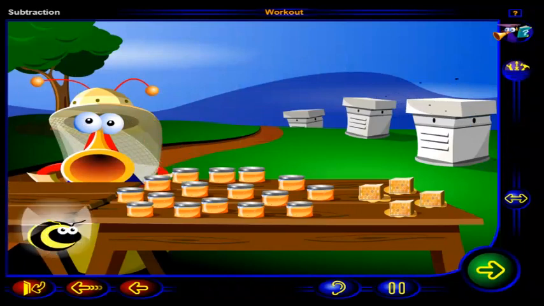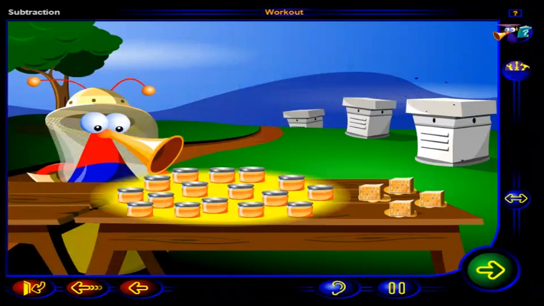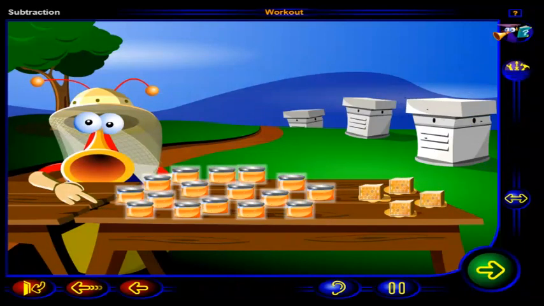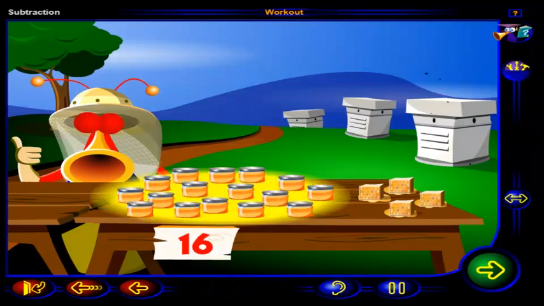What have you got there, beekeeper? Ah, jars of honey and some honeycombs. Click on each jar to count them. 1, 2, 3, 4, 5, 6, 7, 8, 9, 10, 11, 12, 13, 14, 15, 16. The beekeeper has 16 jars of honey.